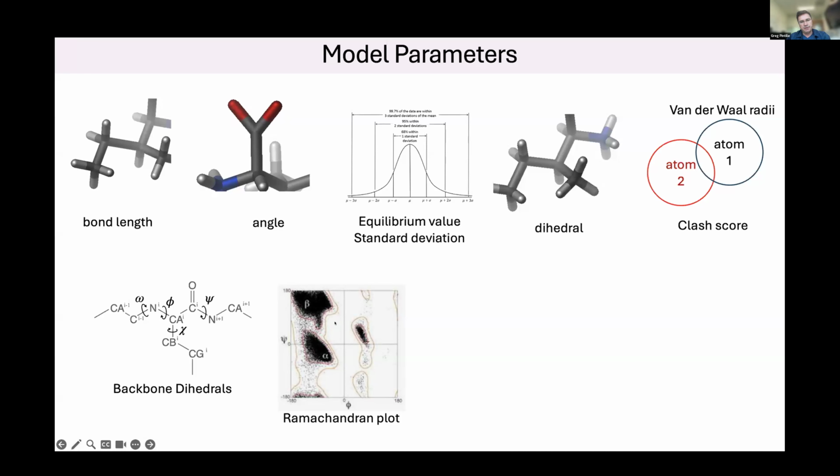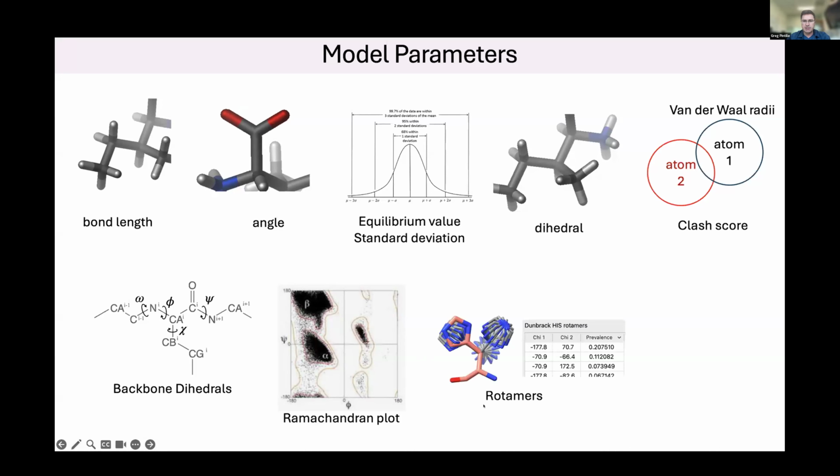Now, usually you don't refine, or technically you shouldn't refine, against backbone dihedrals. This should come out of these parameters mostly, but some tools will try to refine these as well. But this is also a representation of model quality, because again, it should fit these previously seen configurations.